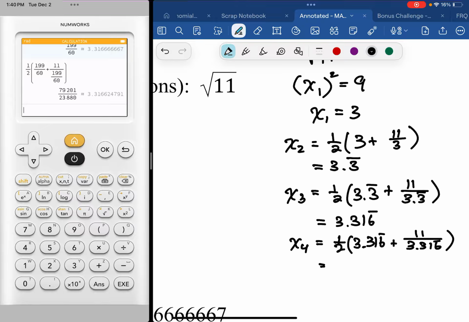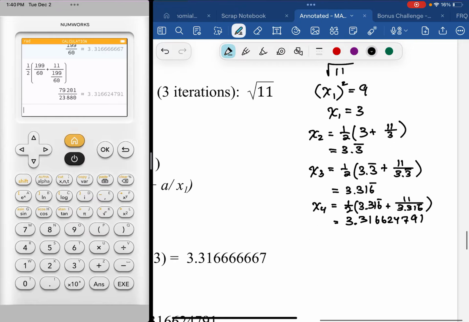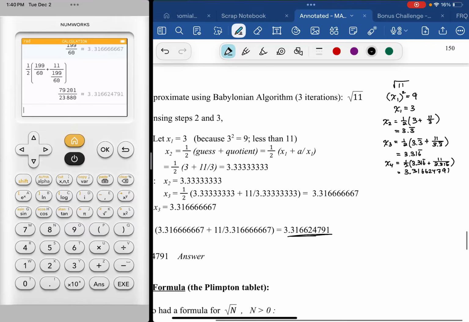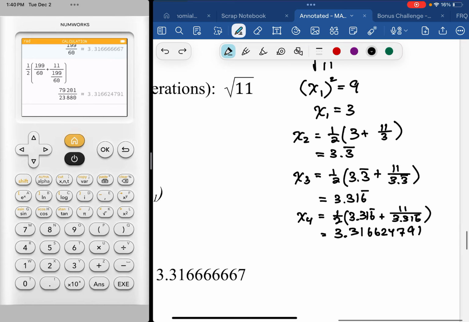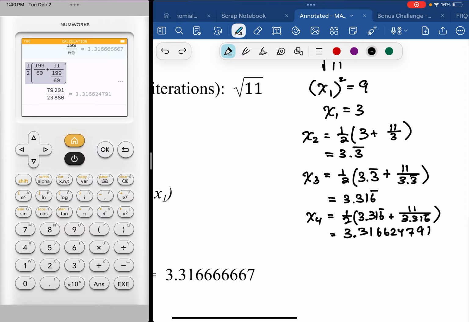So here we're actually settling in, or converging, on what appears to be a pretty solid answer, 3.316624791. And there it is, rounding it appropriately. If I want to keep going, I can just repeat that calculation over and over again. So again, 1/2. I think I lost it there for a second. I must have hit a button. But plus 11 over answer.